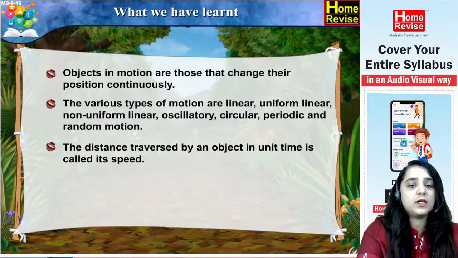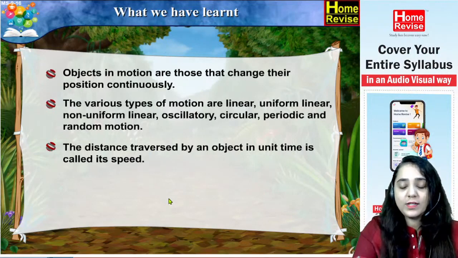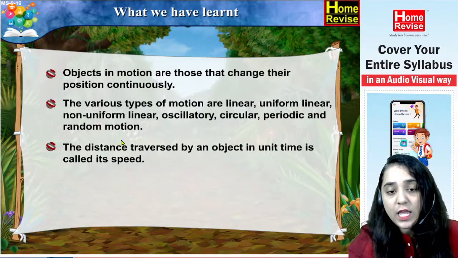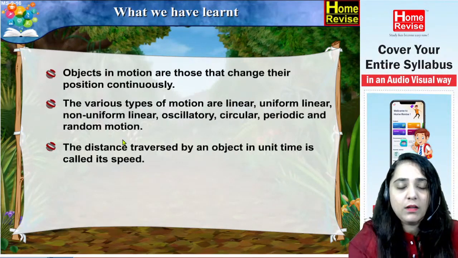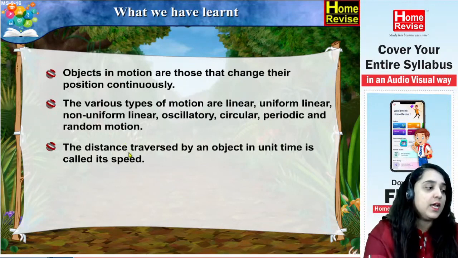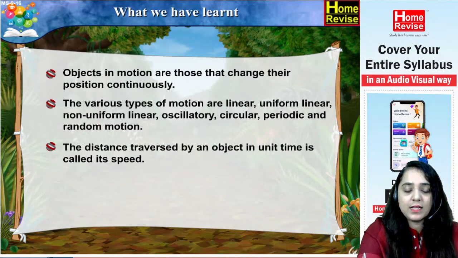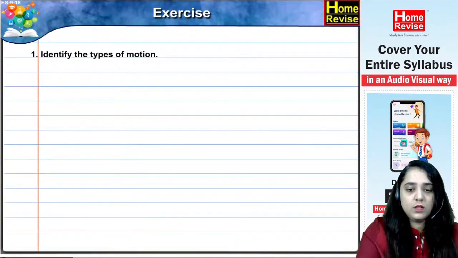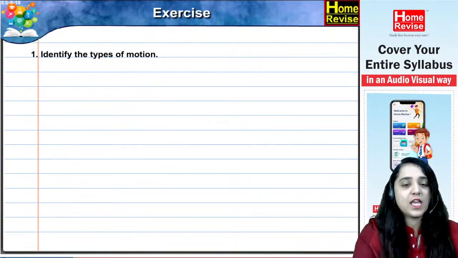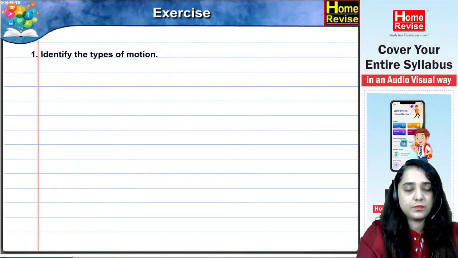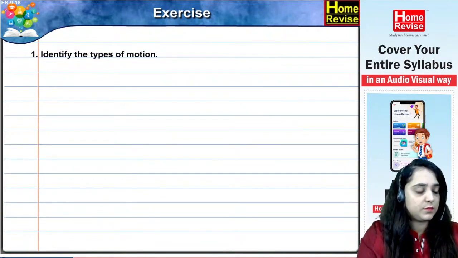Now let's start with the test. Also we know what is speed, right? The distance traveled by an object in unit time, meaning how much time it takes to travel any distance, based on that we can calculate the speed. Okay, now let's start with the objective exercises. Question number 1. If you know the answers, please give them in the chat box. Let's start. Identify the types of motion.